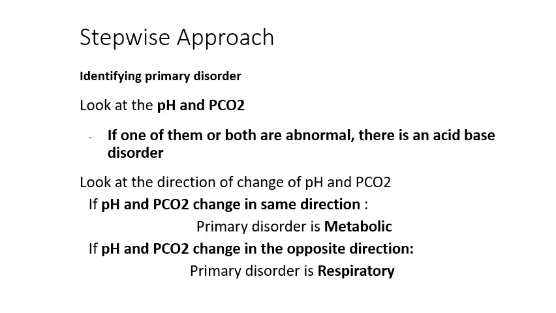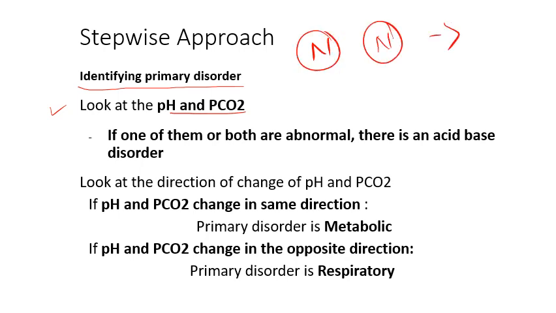Number one is you should look at pH and PCO2. Mind you, identifying primary disorders is not limited to identifying whether it's acidosis or alkalosis. You also have to identify whether it's respiratory or metabolic. So if you see that pH and PCO2 both are normal, it means that there is no acid-base disorder. If one of them is abnormal, however, there is an acid-base disorder. That's how you see if there is an acid-base disorder or not.